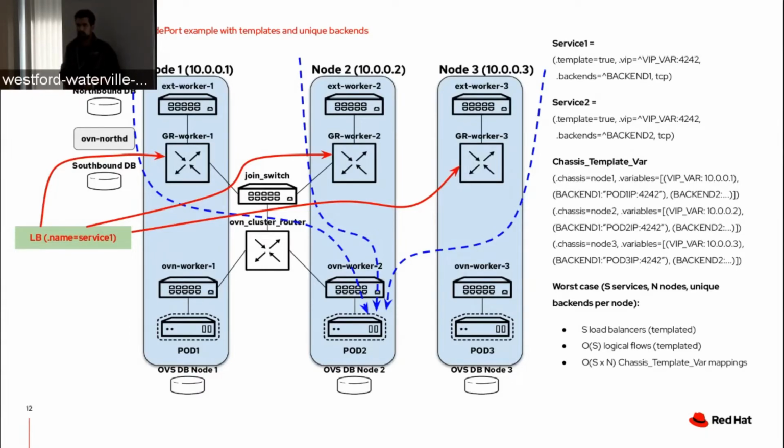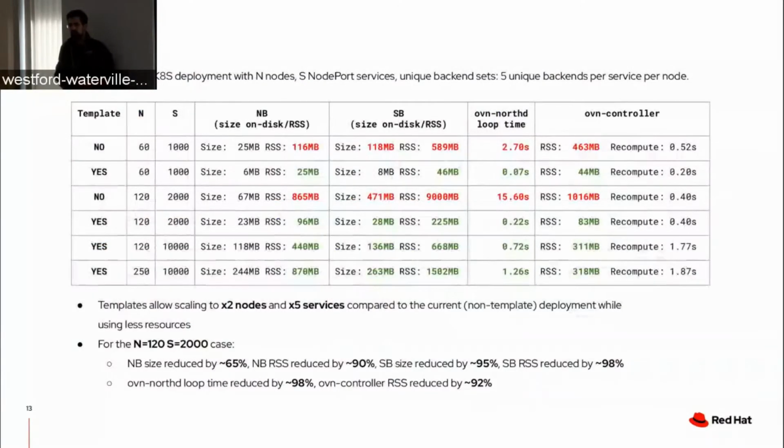But is that so bad? Actually, it turns out it's not. So I did a benchmark. It's a synthetic benchmark, but it simulates what an OVN Kubernetes deployment with n nodes, S node port services, and 5 unique backends per node would be. I ran the benchmark for 60, 120, 250 nodes, and 1,000, 2,000, and 10,000 services.